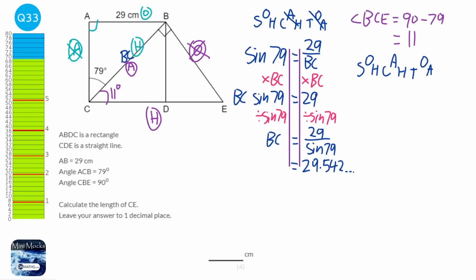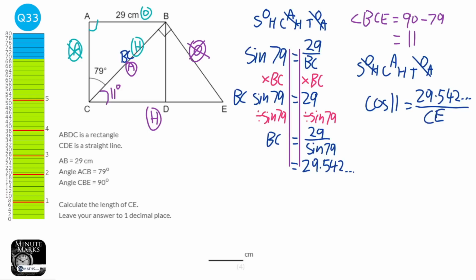So we're not using O, so we get rid of sine and tan, and it's going to be a cos. So it's going to be cos 11 equals the adjacent, which is the BC value we've just worked out, over the hypotenuse, which is CE.